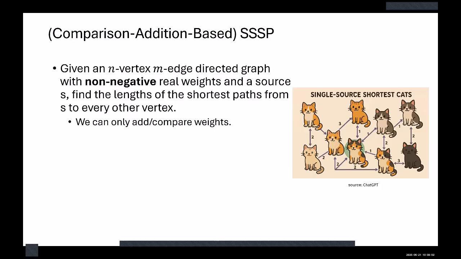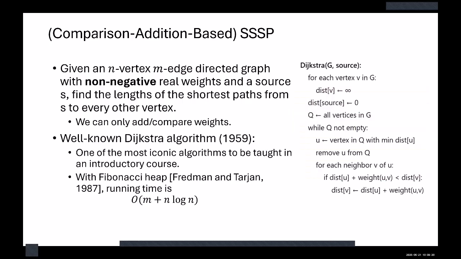I just said the edge weights are real, so you can only do addition or comparison between the edge weights. For example, you cannot do hashing or similar tricks that are sometimes available when the weights are integers. So that's all you can do: you can only compare or add two weights.